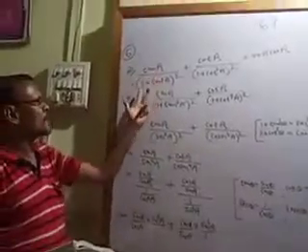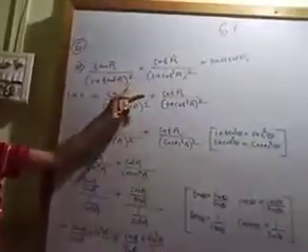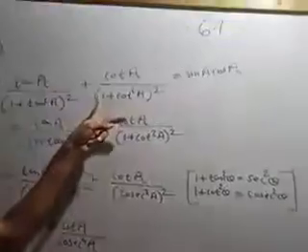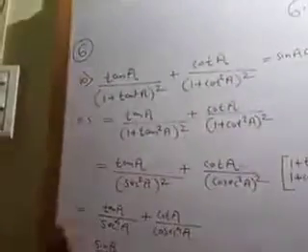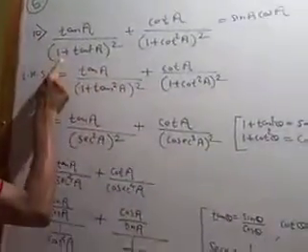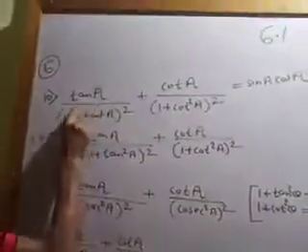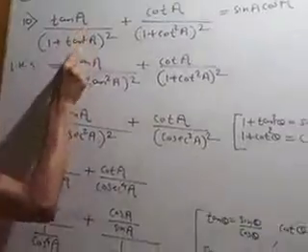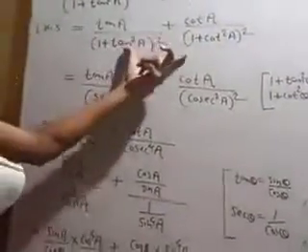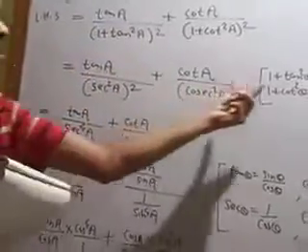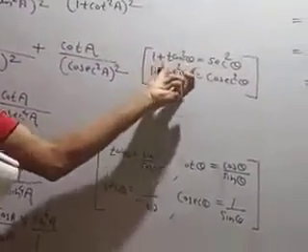(tan A upon 1 plus tan square A) whole square plus (cot A upon 1 plus cot square A) whole square equal to sin A into cos A. Again, LHS. In LHS, take the denominators 1 plus tan square A and 1 plus cot square A, and put those values. Therefore, in the bracket, 1 plus tan square theta.